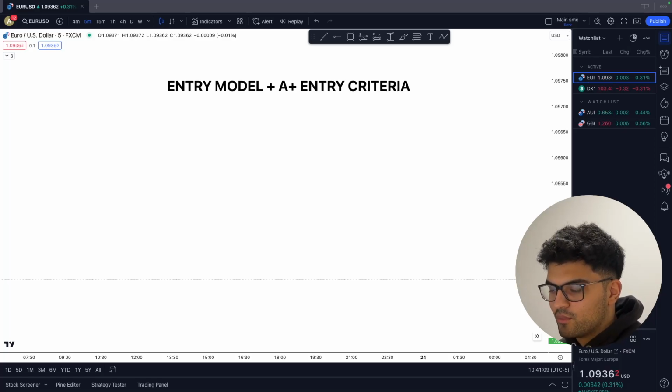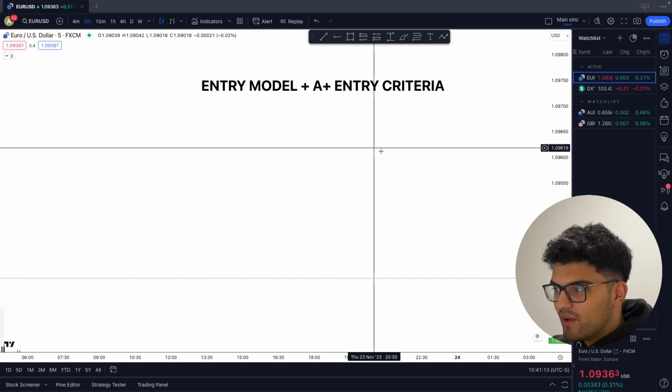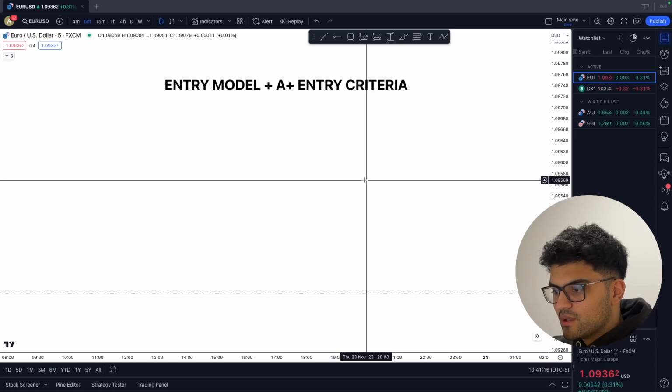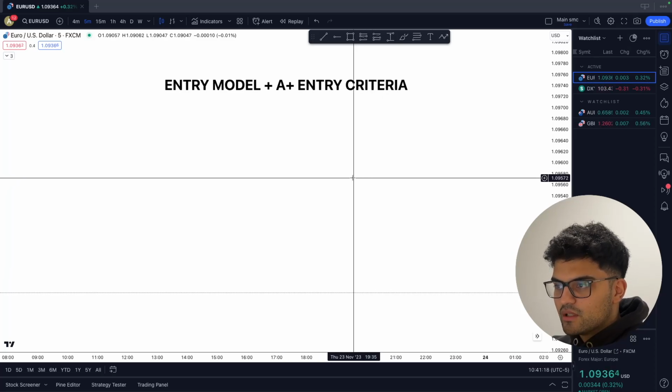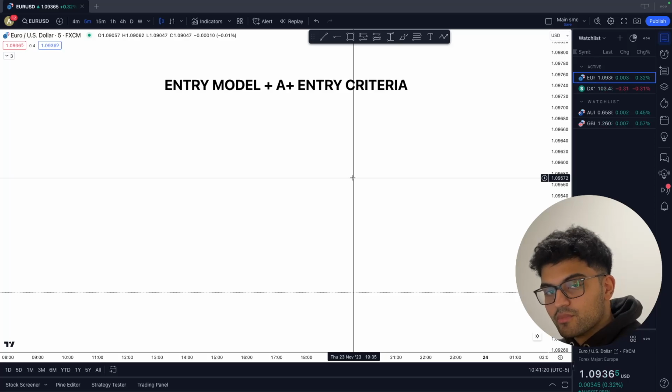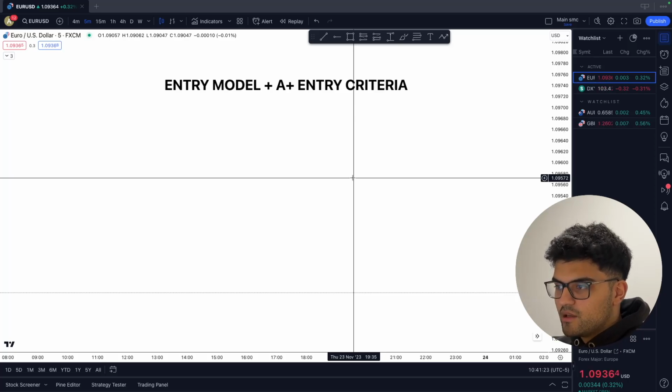I really want to help everyone out there, give them something very black and white. So the entry model is very simple. This is London session specific, but for New York, you can test this out for yourself. I don't personally trade it right now, but maybe in the future, who knows?